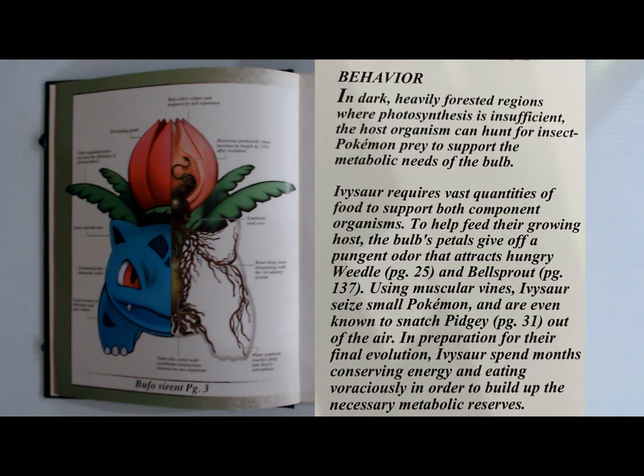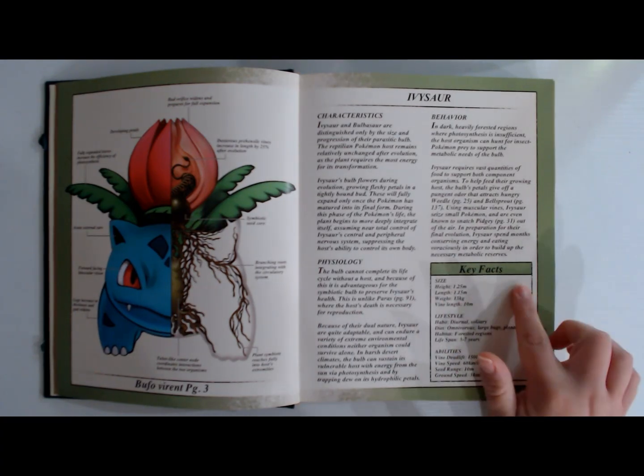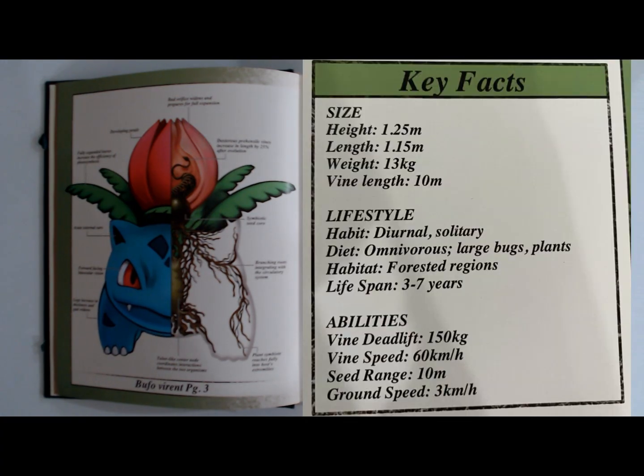necessary metabolic reserves. In our very last section, in the bottom right corner, we have some key facts, including the average size, lifestyle, and abilities.